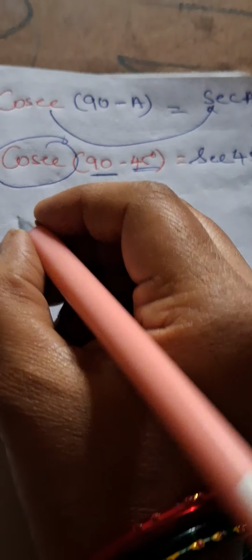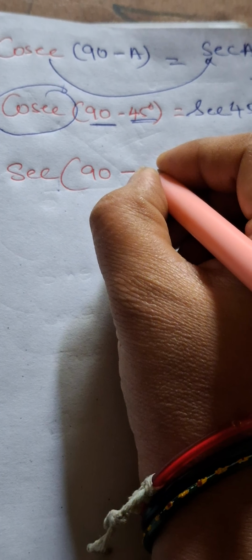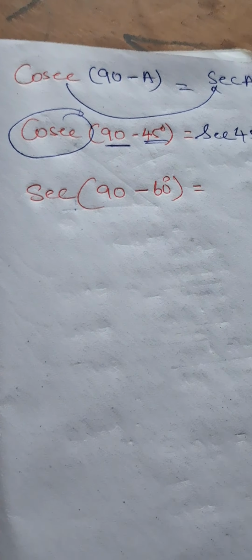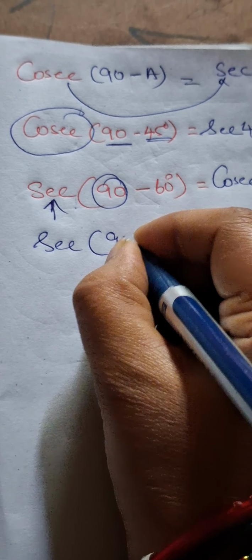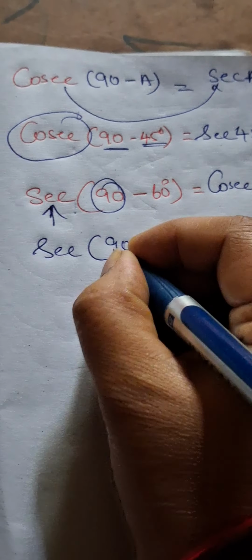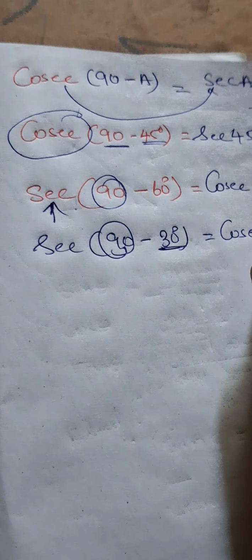And for example, sec 90 minus, for example, 60 degrees is there. So sec, as 90 is there, you should change sec to cosec. Sec to cosec. And 60 is there, so write 60. And for sec 90 minus 30 degrees, what do we have to write? If you see 90, you have to write cosec. What angle do we have here? 30 degrees. I think you have understood.